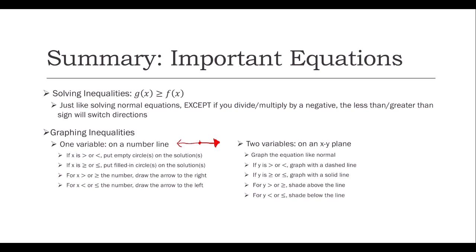For two variables, you'll graph it on the xy plane, something like this. You'll graph the equation like normal. If it's greater than or less than, then you'll graph with a dashed line. If it's greater than or equal to, or less than or equal to, you'll graph with a solid line. If it's greater than or equal to, shade above the line, and if it's less than or equal to, you'll shade below the line.